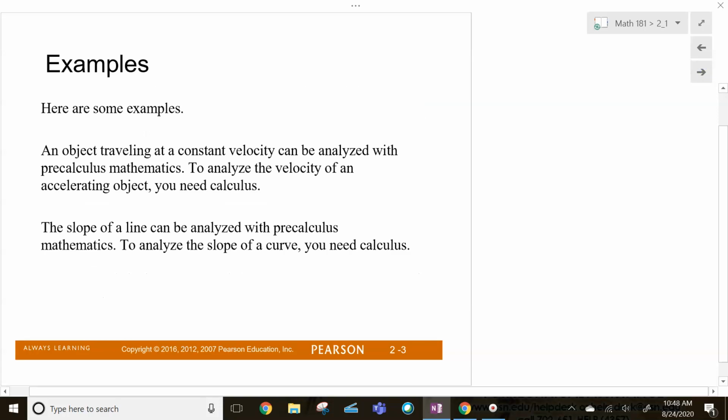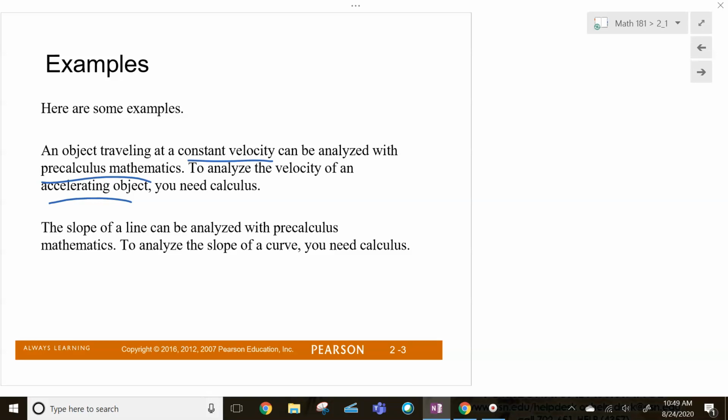So for example, with pre-calc mathematics, you can look at average velocities, right? Or if you have a constant velocity, you can analyze it with pre-calculus. But to look at the velocity of an accelerating object, you need calculus. You could say, hey, I'm going to jump out of an airplane at 2 seconds. What is my exact miles per hour at that point? That you do with calculus.